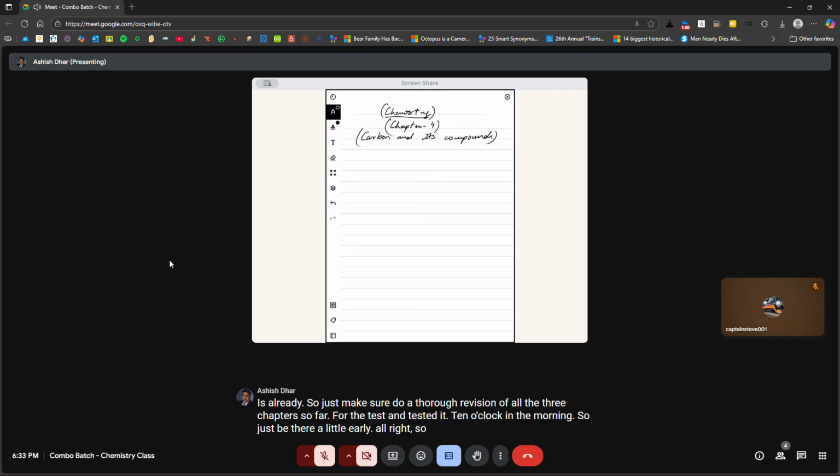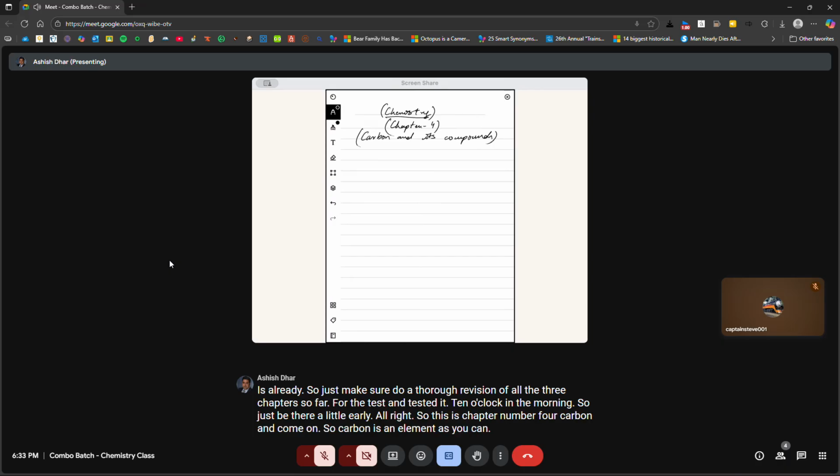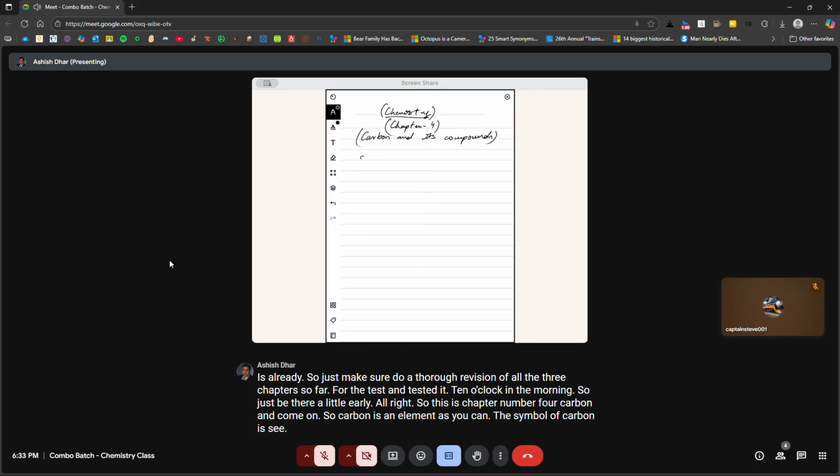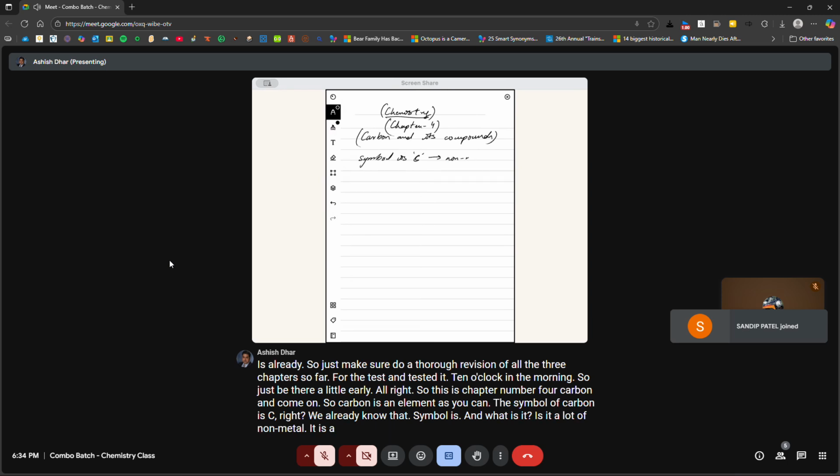All right. So this is chapter number 4, carbon and its compounds. Carbon is an element, as you know. The symbol of carbon is C, correct? We already know that. And is it a metal or a non-metal? It is a non-metal, right?